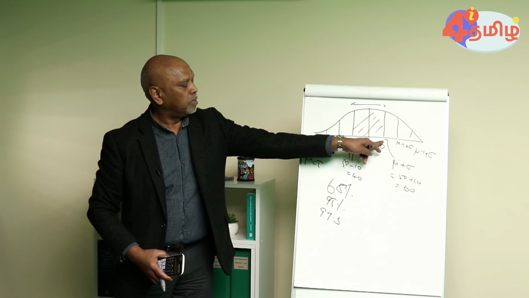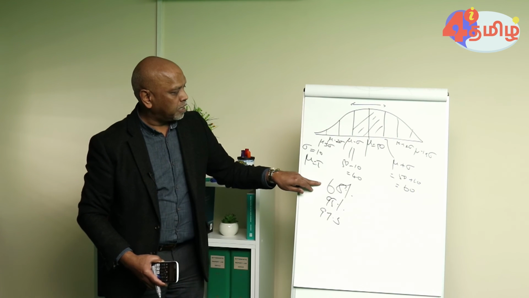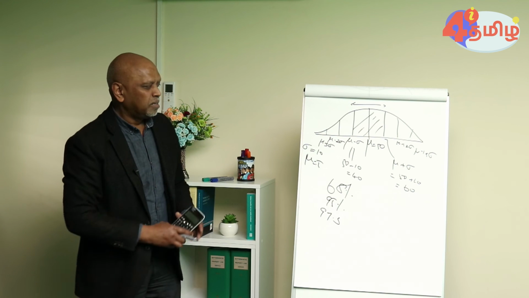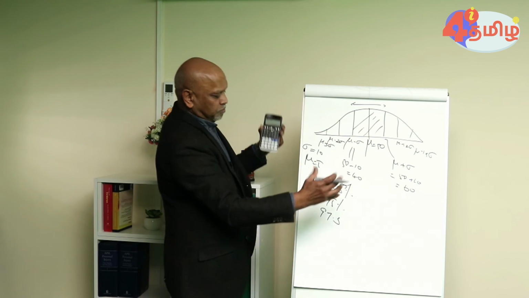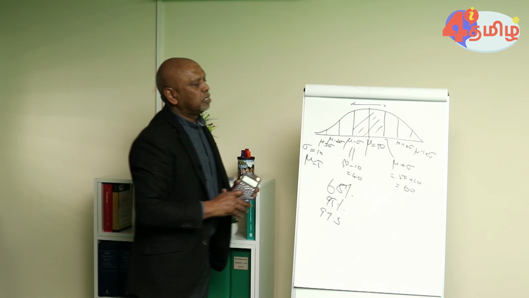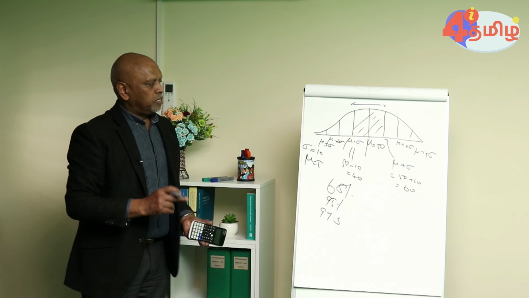So one standard deviation either side of mu, right hand side and left hand side, is 68% of the data, then 95% of the data, then 97% of the data. So in other words, the whole of the data will be roughly within 3 standard deviations.